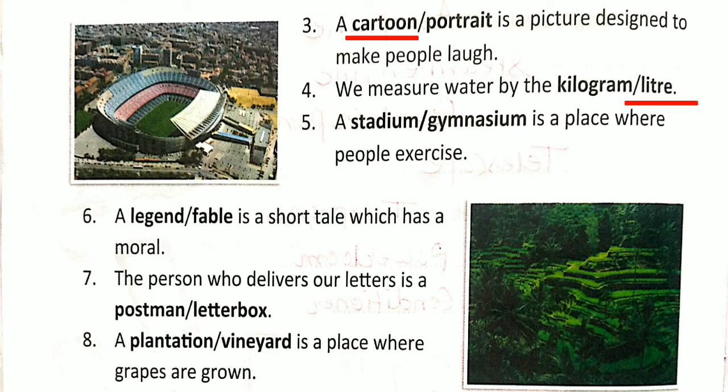Then number five, a stadium or gymnasium is the place where people exercise. So where do people go for exercise? It's a gymnasium. In a gym, a place where people go for exercise. Okay, very good. Now number six, a legend or a fable is a short tale which has a moral. So, a fable has a moral at the end of the story.